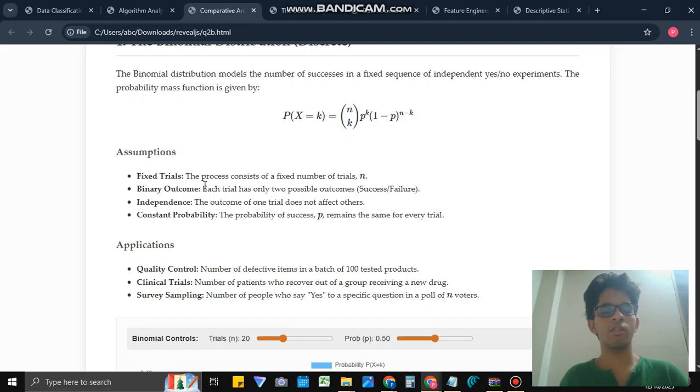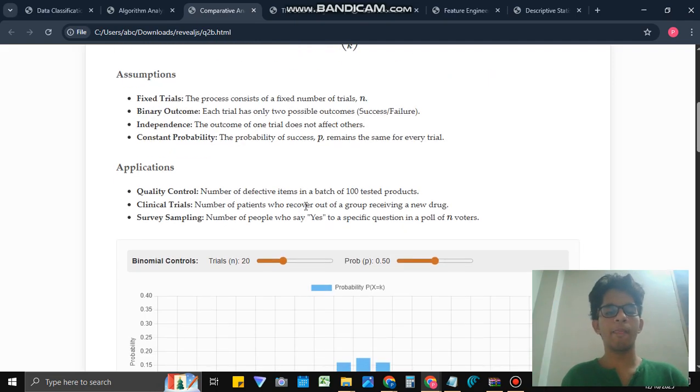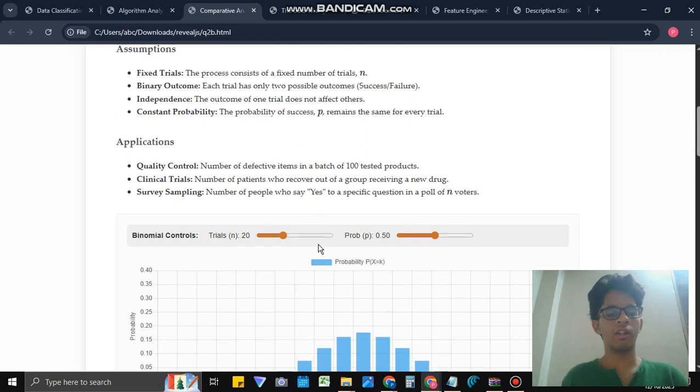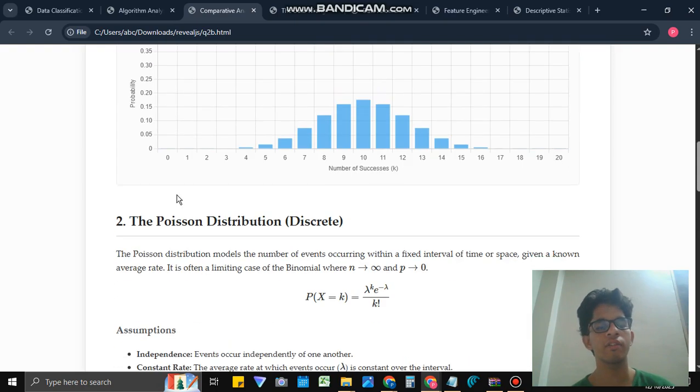The assumptions are it consists of a fixed number of trials. It has a binary outcome. The outcome of one trial is independent of the other trial. It has a constant probability of success, P, which is p over here. We can use it in various applications like quality control, clinical trials, survey sampling, etc.